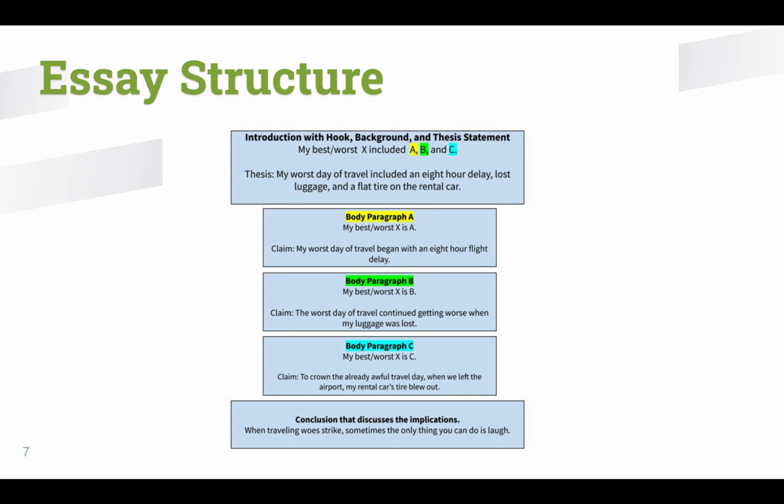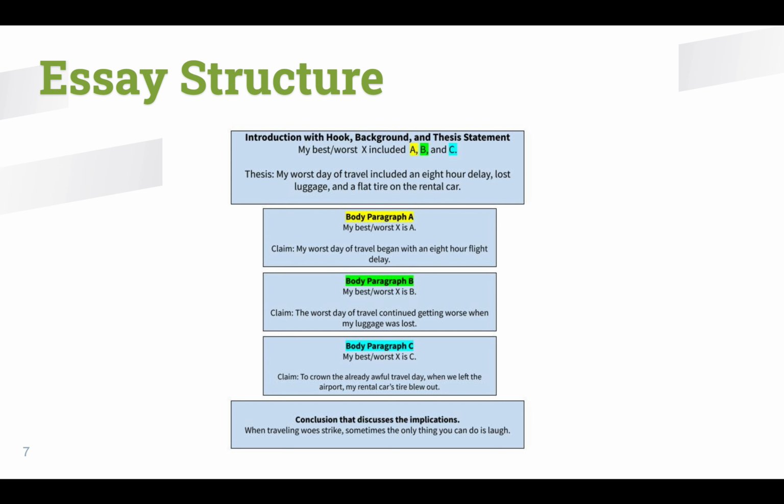Then the second body paragraph, as you can see highlighted in green, is the second category of the thesis statement, which is lost luggage. So the example claim there would be the worst day of travel continued getting worse when my luggage was lost. So everything in that paragraph is going to be about the lost luggage. It's not going to be about anything else. All of the support, all of the analysis, everything in body paragraph B is going to go with the second leg or reason of the thesis statement.